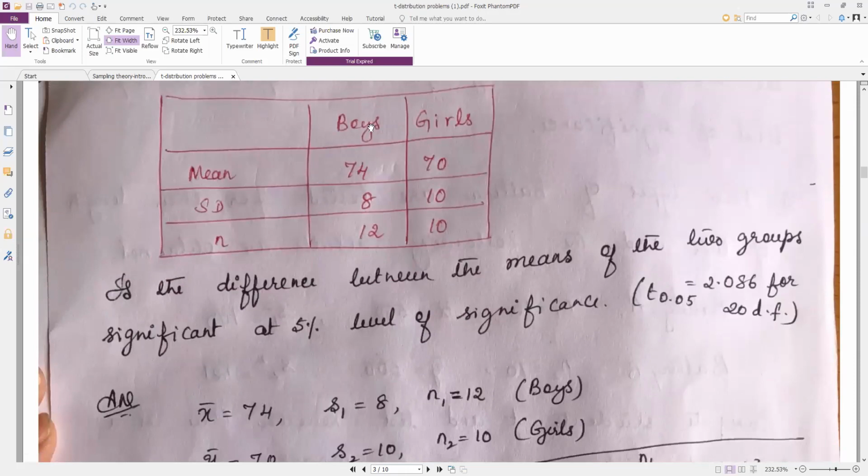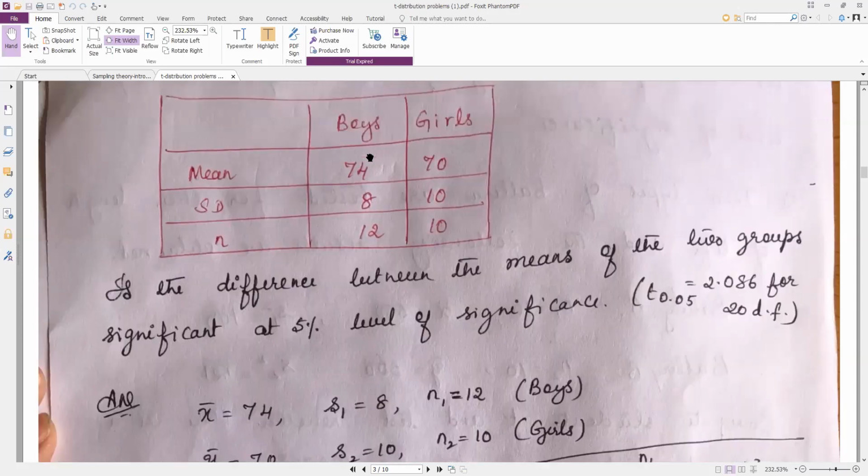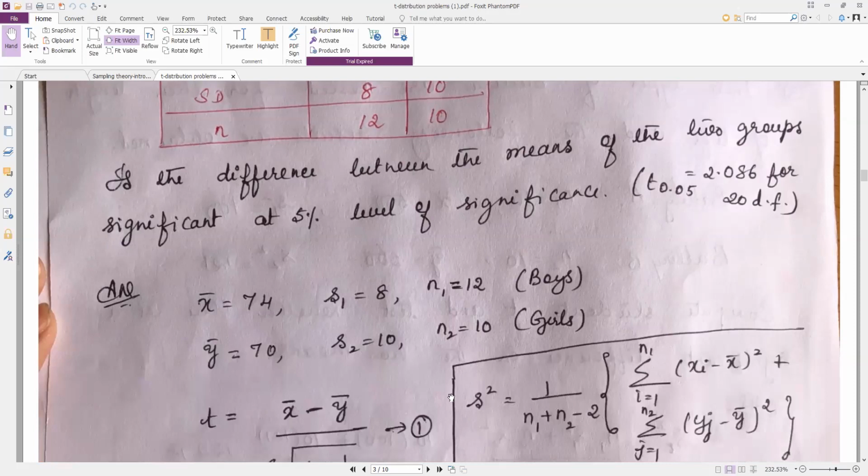So x bar, there are two groups they have given. x bar is 74, y bar is 70. Standard deviation for boys they have given 8, girls they have given 10. And how many boys are there? 12. How many girls? 10.